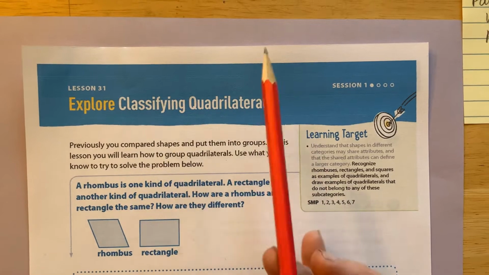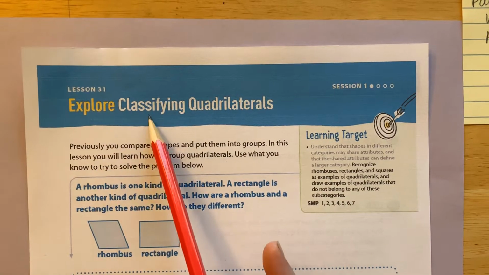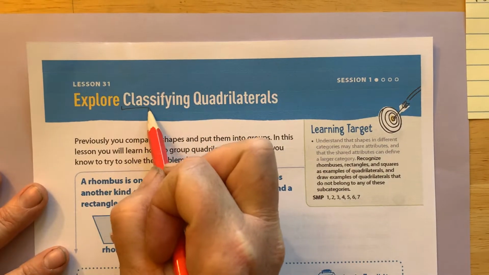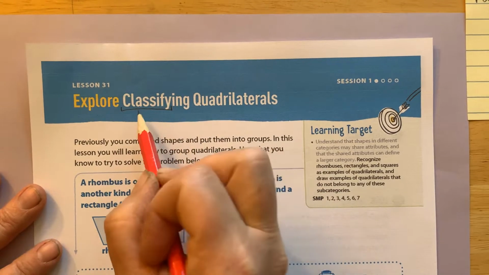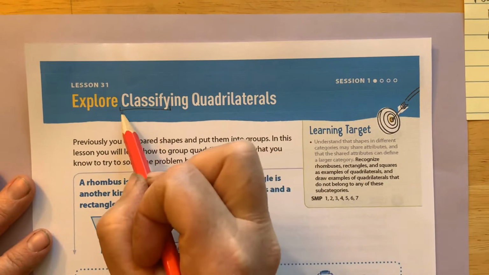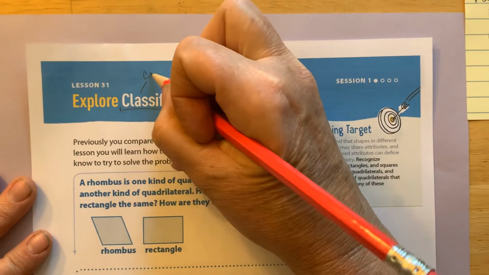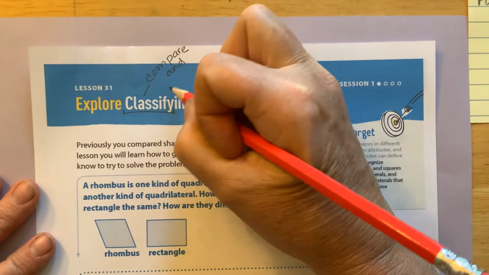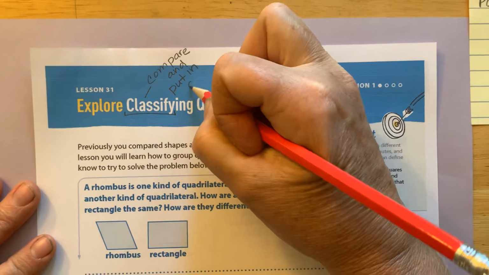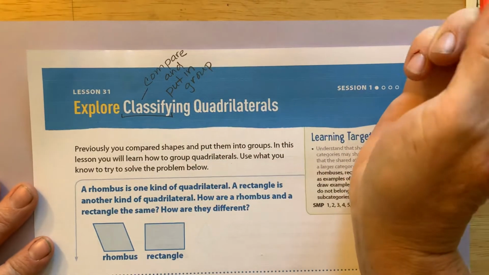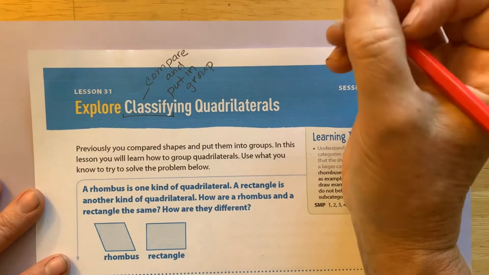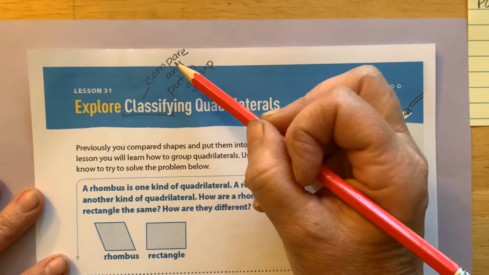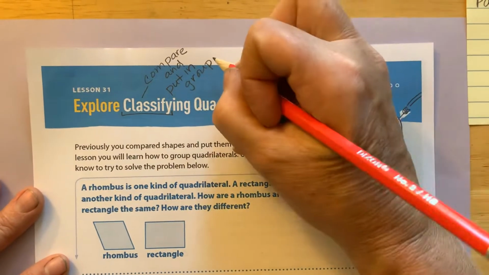Okay, we are starting a new lesson where we are going to explore classifying quadrilaterals. Now, classifying, notice it has the word classify in it. Say classifying. Classify means to compare shapes. So we're going to compare and put them in groups. You have been doing classifying a lot, especially since you were in kindergarten. You may not have known you were classifying, but you were. You were comparing the shapes or comparing the items and putting them into groups.